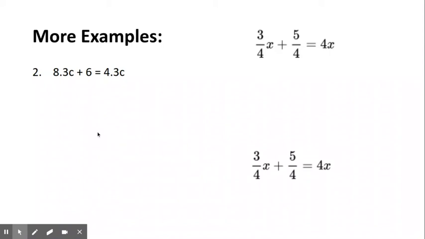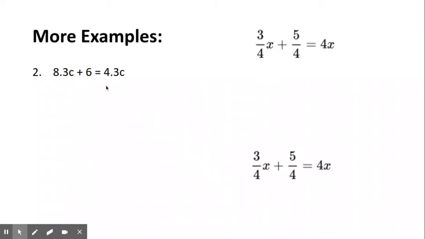All right, so similar to that last problem, we have variables on both sides of our equation. So our first step is going to have to be to cancel one of the variables. Now, I just a moment ago was saying it doesn't matter which one you cancel, but here there is definitely an easier one to cancel. If I wanted to get rid of my 4.3c, I would want to subtract 4.3c on both sides of the equation.